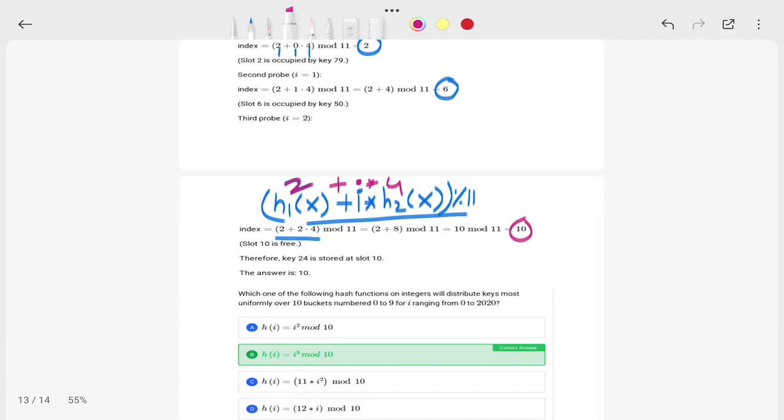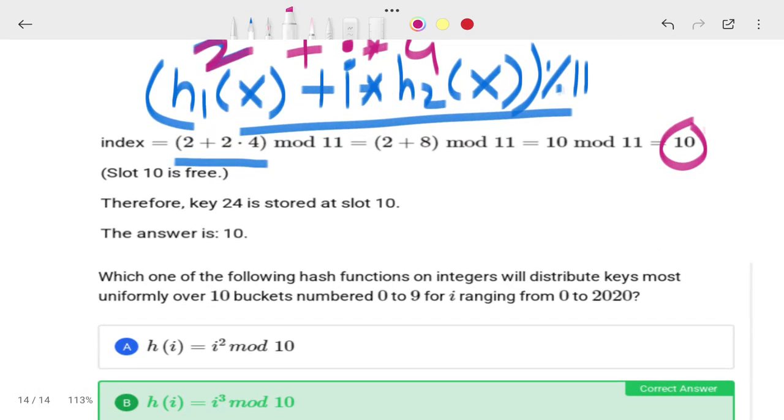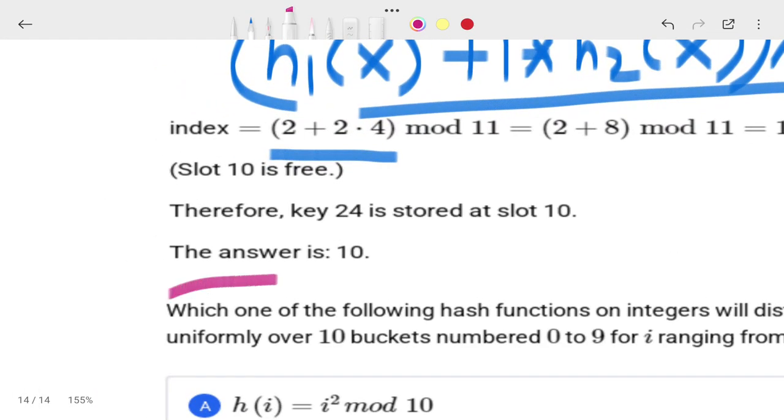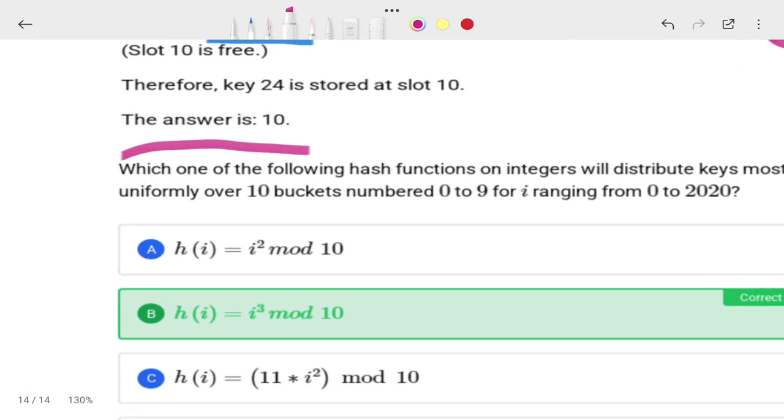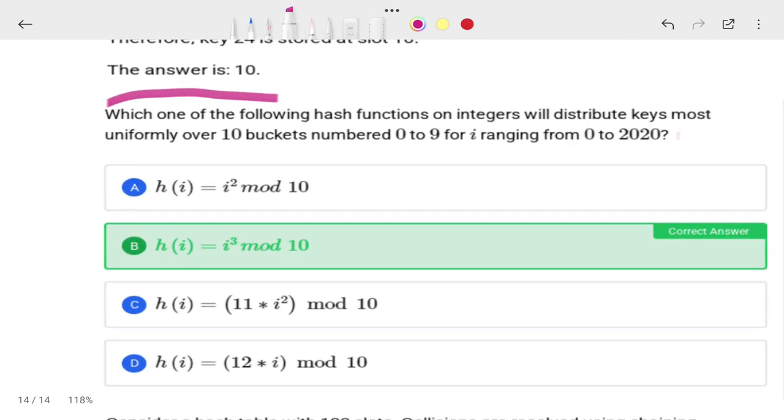So now I will place the data at 10. Okay, I will place the data. 10 is free, so I will put the data there. Okay, so this is very simple. So double hashing we completed, single hashing we completed, collision we completed, and GATE question also we completed. Okay, and similar type of question they asked in 2020 in GATE exam.